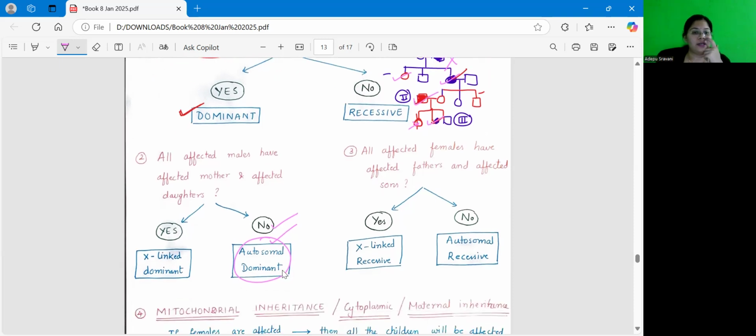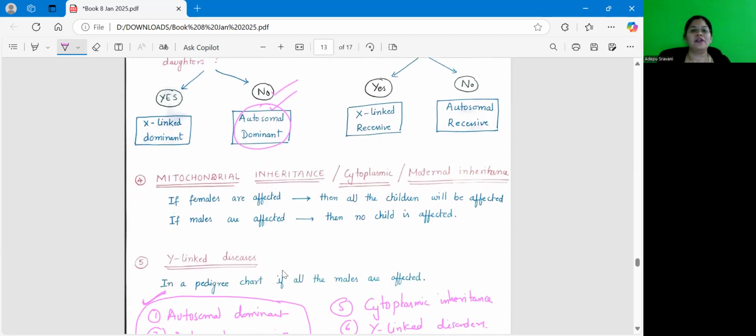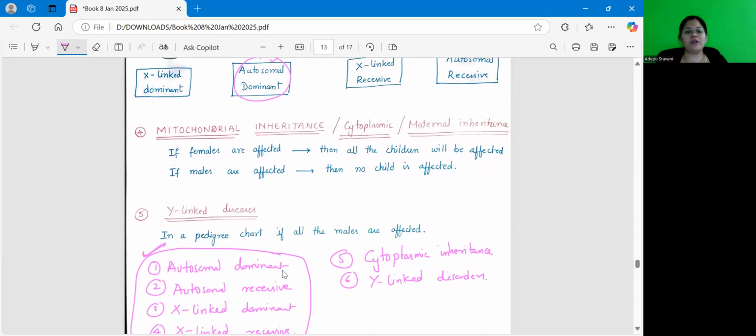So this is the trick for solving the pedigree analysis, pedigree charts. And as I have told, the 4 diseases we can do by this trick. And I have told you the other 2, cytoplasmic inheritance and Y-linked disorder. What are they now?